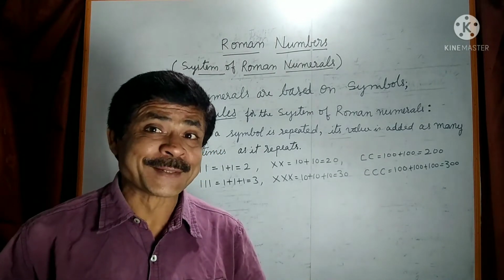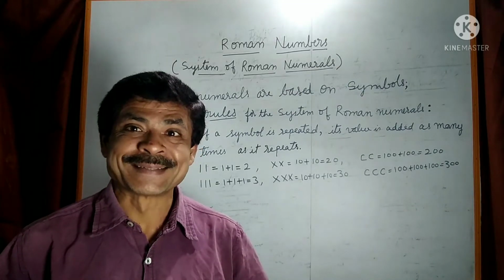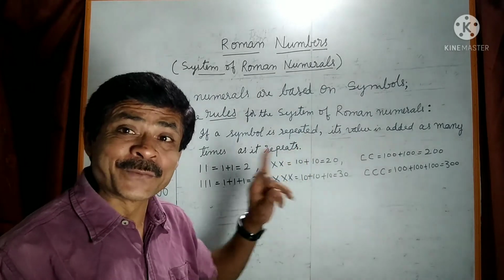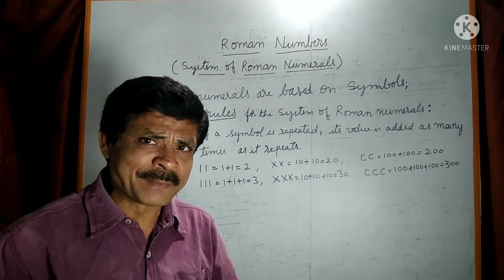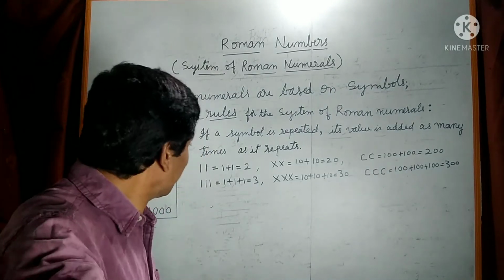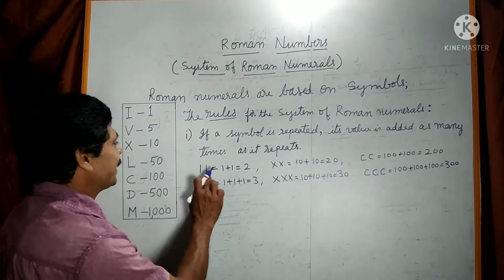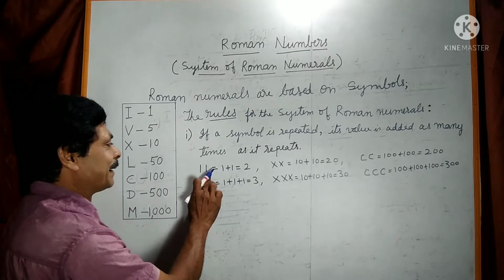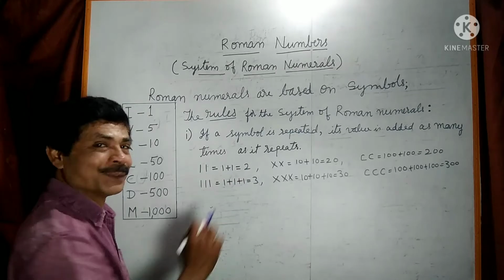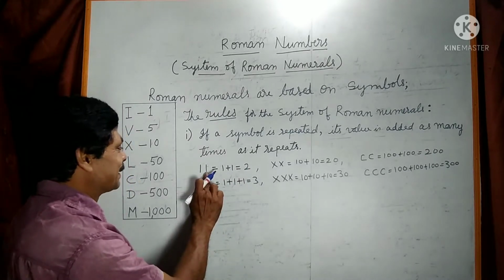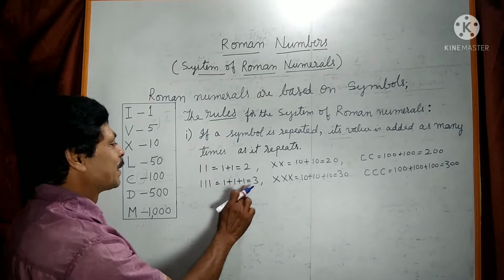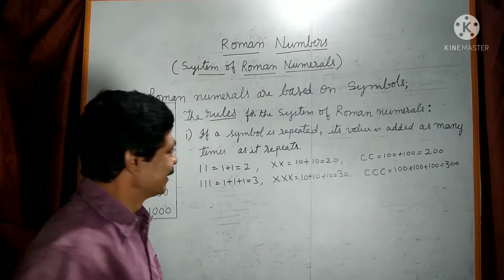There are some rules for the system of Roman numerals. First one, if a symbol is repeated, its value is added as many times as it repeats. That means, now I have written here I I. This is equal to 1 plus 1 is equal to 2. Here it repeated 2 times. Here I repeated 3 times. 1 plus 1 plus 1 is equal to 3.